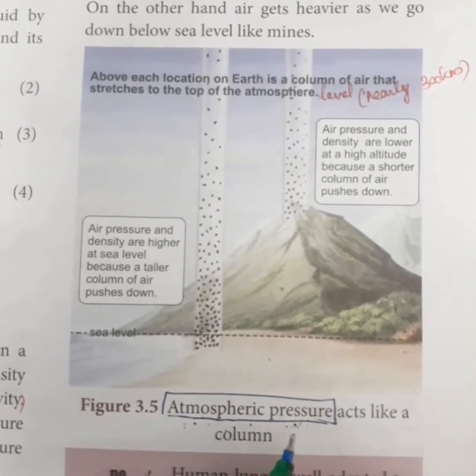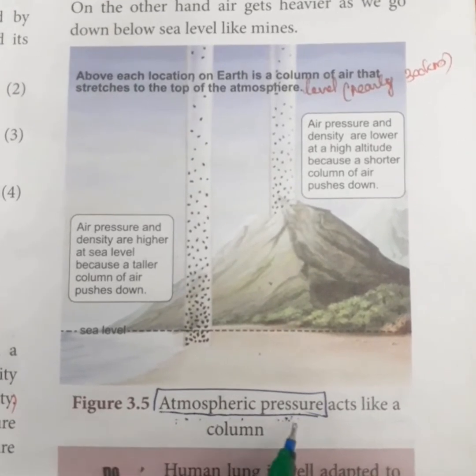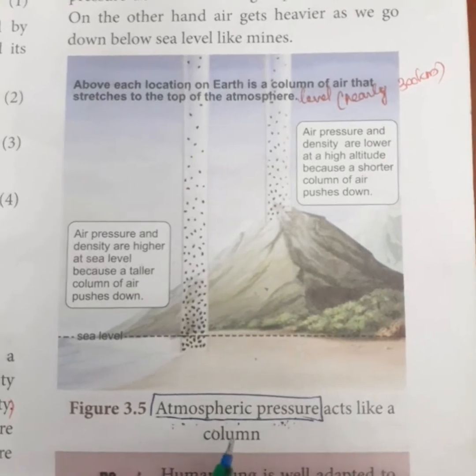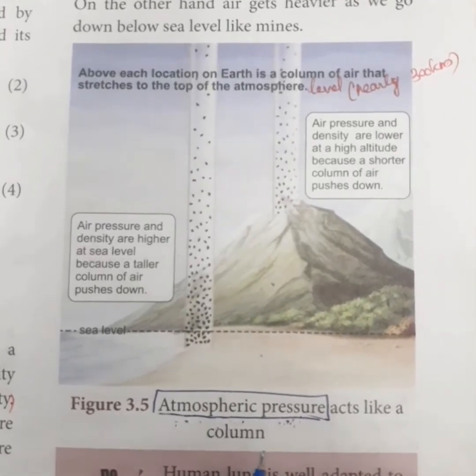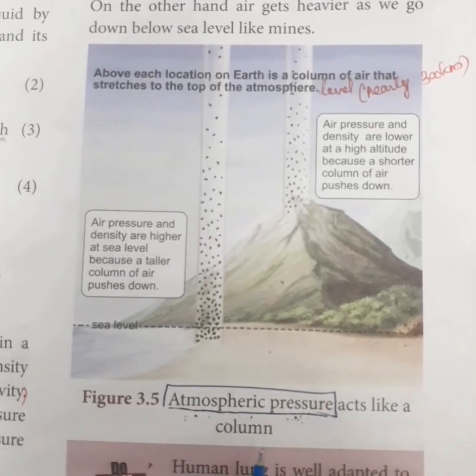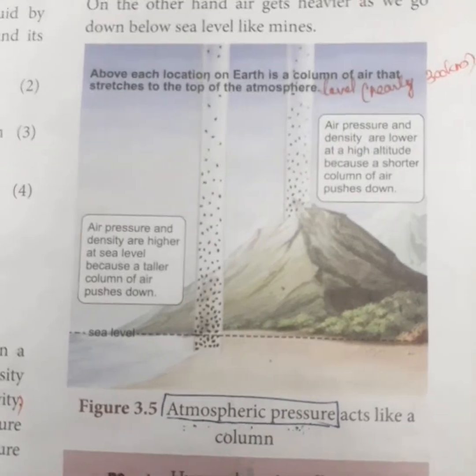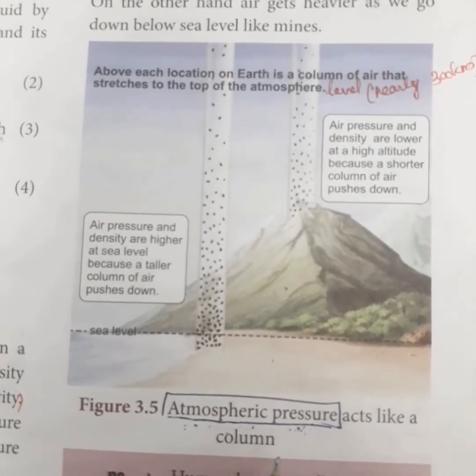So the atmospheric pressure is otherwise called air pressure. Earth is surrounded by a layer of air up to a certain height, nearly 300 kilometer, and this layer of air around the earth is called the atmosphere of the earth.